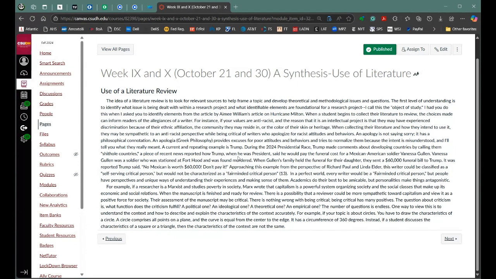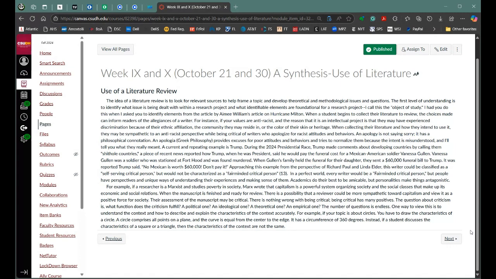For example, if a researcher is a Marxist and studies poverty in society, Marx wrote that capitalism is a powerful system that organizes society, and the social classes that make up its economic and social relations. When the manuscript is finished and ready for review, there is a possibility that a reviewer could be more sympathetic towards capitalism and view capitalism as a positive force for society.